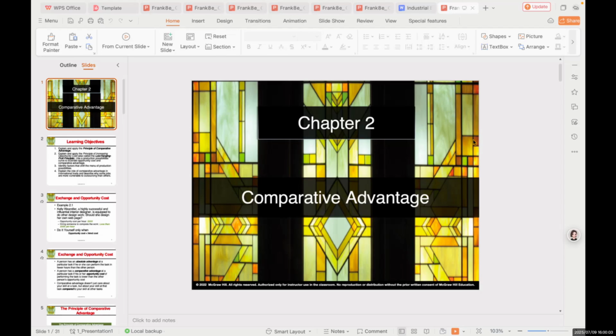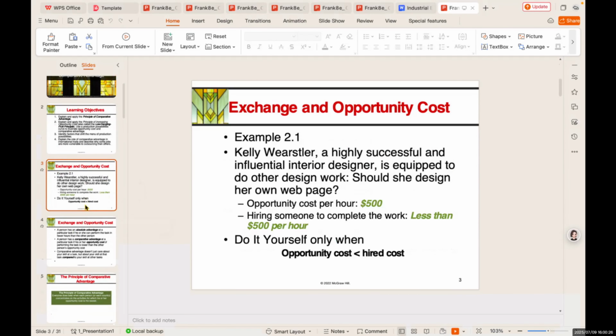In the last episode, we learned some core principles and concepts. I believe that you've already got a clear awareness about opportunity cost. In chapter 2, we will apply it and figure out how individuals make their choices based on opportunity cost. The first case is about the designer Kelly, whether she should design her own web page or hire someone else to do this. Obviously, she should hire someone else since the cost is less.